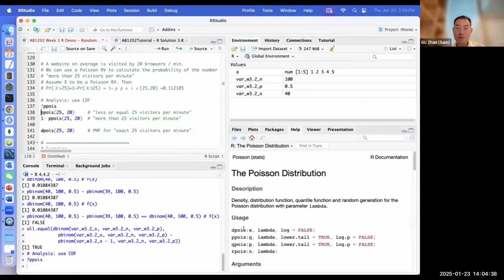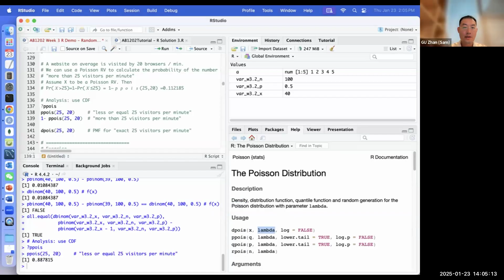Again, you have dpois, ppois, qpois, and rpois. So for general distribution functions, you have the d, p, q, r. For the density, also called the probability mass function, x is the number of visitors, lambda is the number of visitors per minute. Our question is asking for ppois(25, 20), less than or equal to 25 visitors per minute.